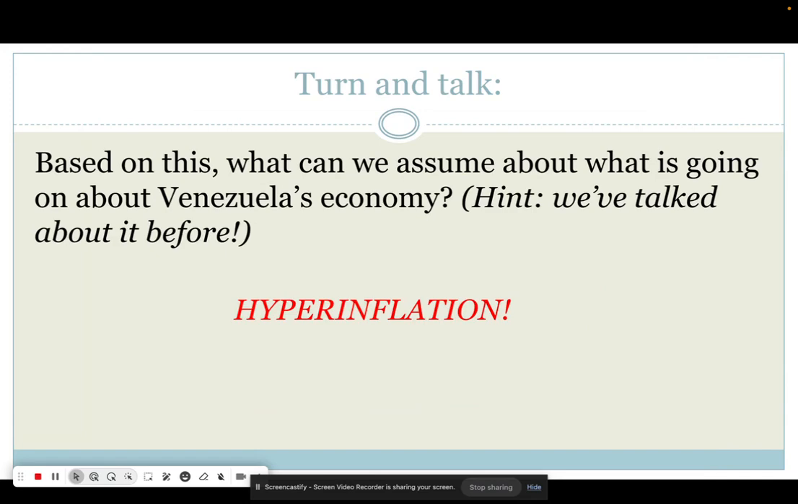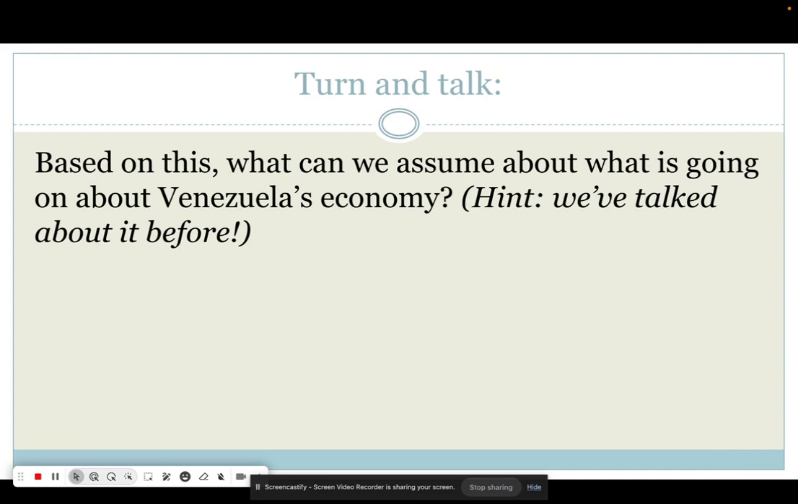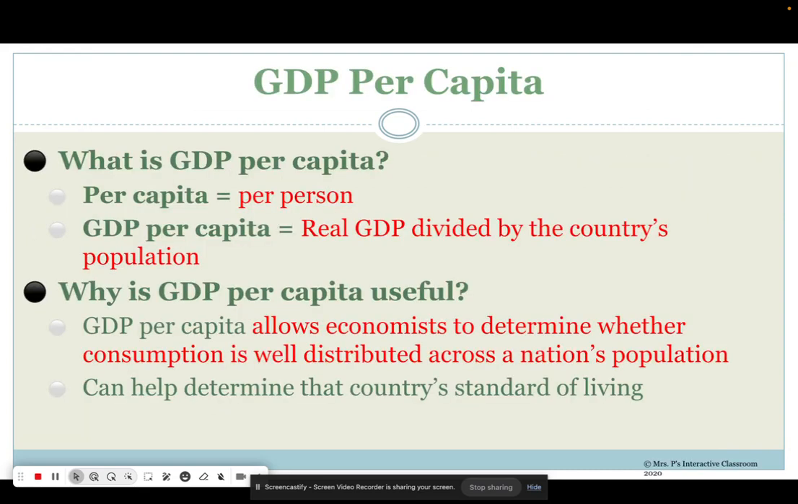Hyperinflation, obviously. They are going through a serious period of hyperinflation. So their purchasing power with that dollar has decreased. Go back to that nominal GDP: it looks like it's on the uptick, right? Because the value of the dollar has decreased. So that 482 billion is not quite what it was a few years ago, and you can see that in the real GDP.